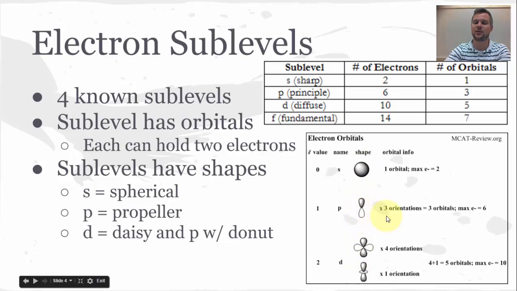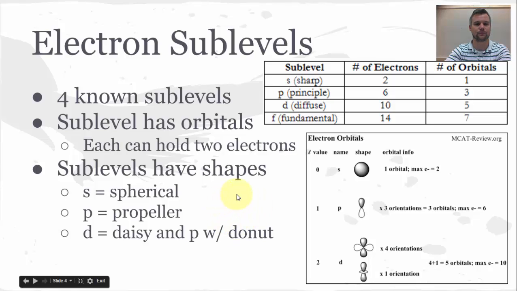And then because there are 3 different versions of the P orbital, we can have 3 orbitals. This can be vertical, sideways, or the same shape can actually pop out of the screen in 3-dimensional space. And that's how we get to those 6 electrons, because there are 3 orbitals. 3 times 2 makes 6. There are 5 arrangements of the D: 4 arrangements of the daisy and 1 of the propeller with a donut, giving us a total of 10. 5 times 2 makes 10, and so on.